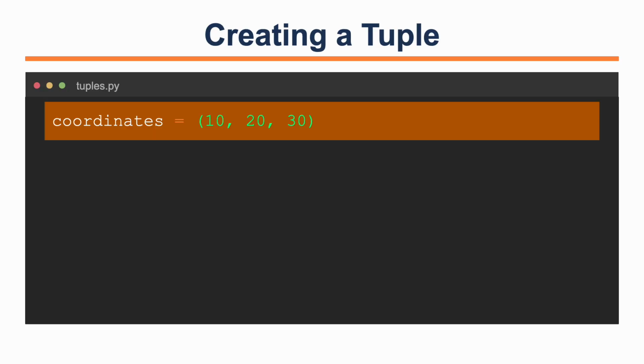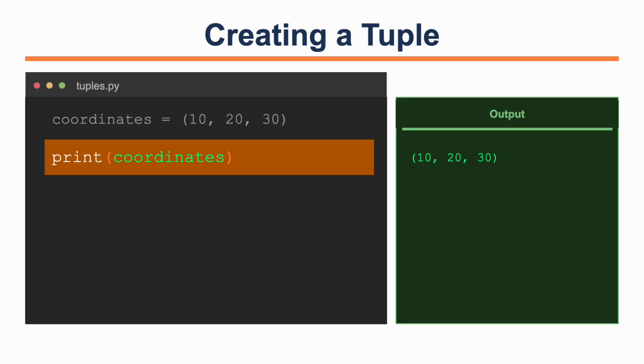We create a tuple called coordinates and give it three numbers: 10, 20, and 30. These three numbers are now fixed inside the tuple and cannot be changed. Printing the coordinates tuple shows the values wrapped in round brackets.